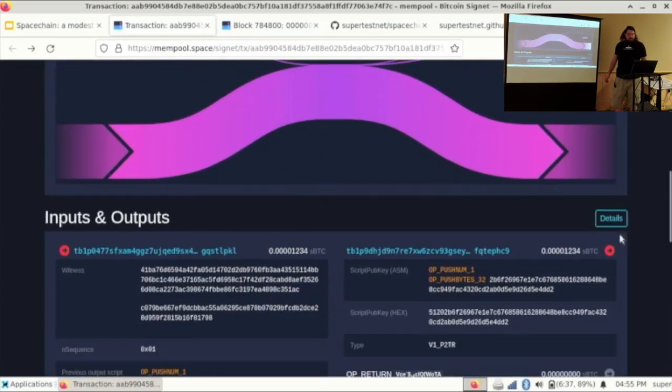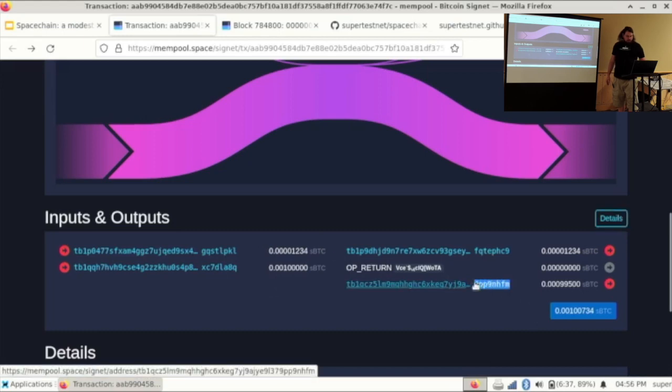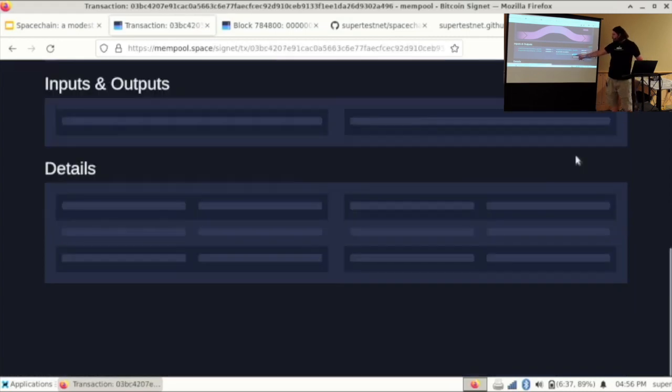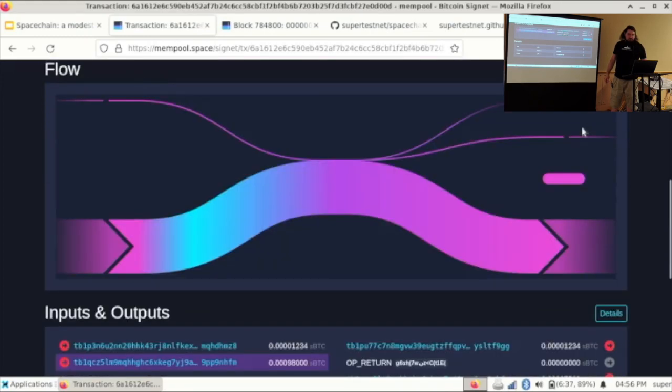And you create a linked list. So this transaction right here sends money into itself. So what address is this? It sends money into this address right here. This is going to be the starting point for his space chain. And then if you look at the next transaction, he takes money from this address, 9NHFM, and spends it into itself, 9NHFM. And he has another little OP_RETURN there, corresponding to the second block of the sidechain.